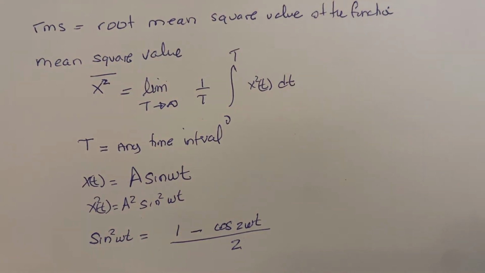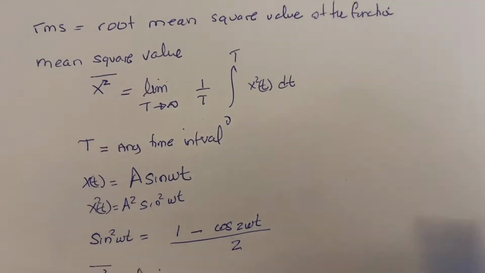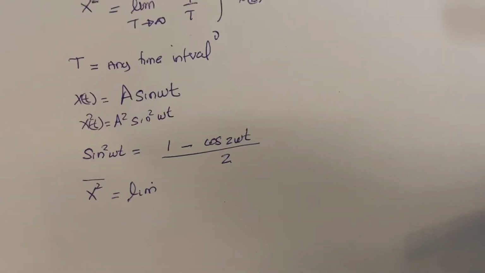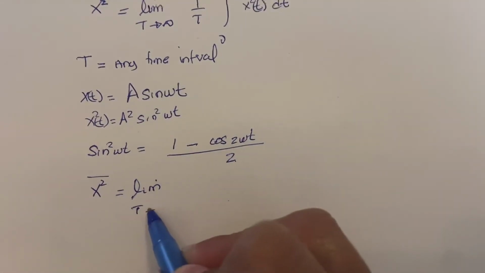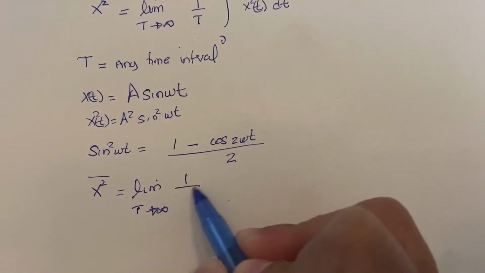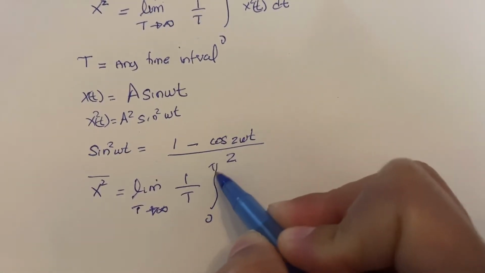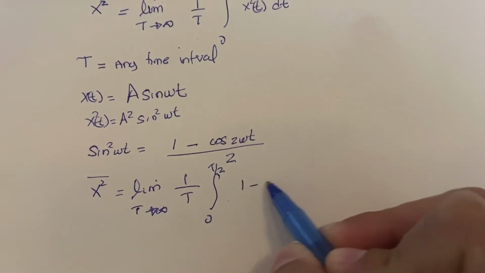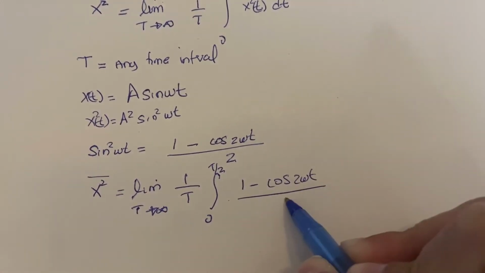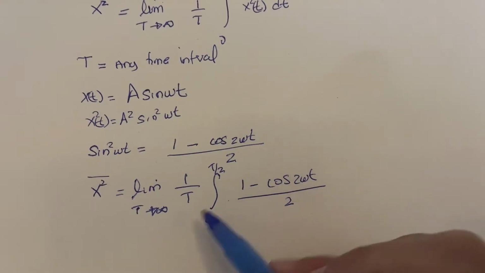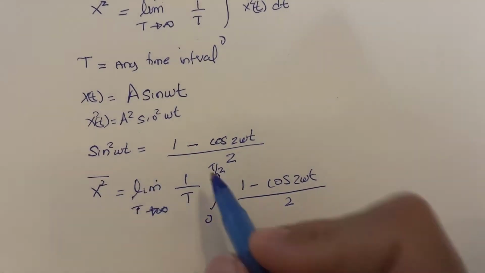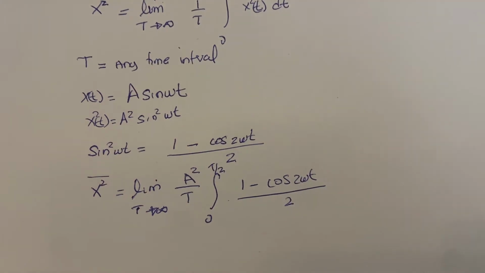Now we can substitute this in the integral, and then take the limit to get the mean square value. Let's do that. We have the mean square value is equal to the limit when the time goes to infinity of 1 over T, the integral of 1 minus cosine 2wt over 2. And we have to multiply that by A squared, so let's have A squared taken out of the integral.